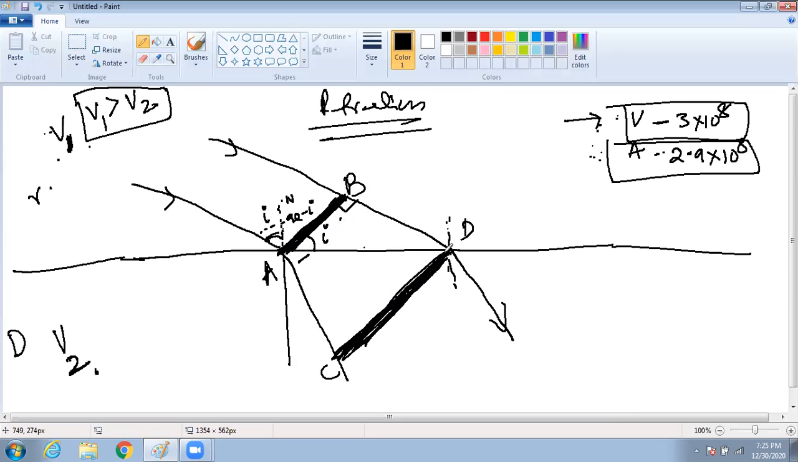Now this is your B, this is your D. So what will be your refracted angle? The angle between this will be R, correct? Why? The angle between the incident wavefront and the surface is I. The angle between the refracted wavefront and the surface is R, correct or not?